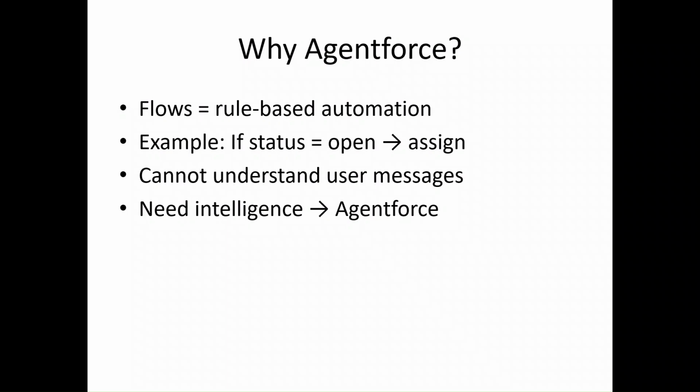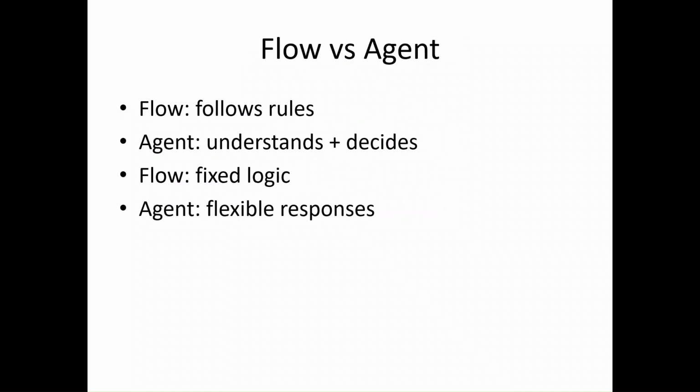So let's see the difference between flows and agents clearly. Flows work on predictable rules, and do exactly what we tell them. The agent understands the user input in common language and makes decisions based on the context. In simple words, flows are like a machine, but Agentforce is like a human assistant. Example: if the field is X, then do this. That can work in flows, but the agent reads the message, understands the problem and then responds. That's the key difference.